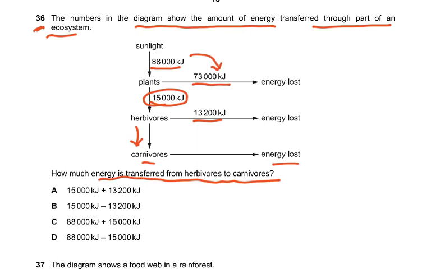This minus this. So what would be this figure? This minus this. Got it? So 88,000 minus 73,000 was 15,000. So how much would this be? What figure would come here? This minus this, 15,000 minus 13,200. So for question 36, the answer is B.